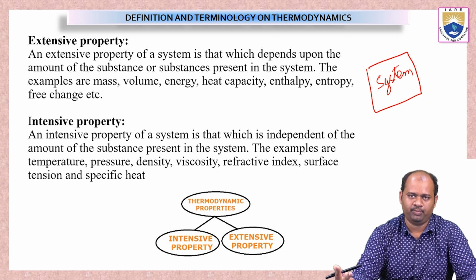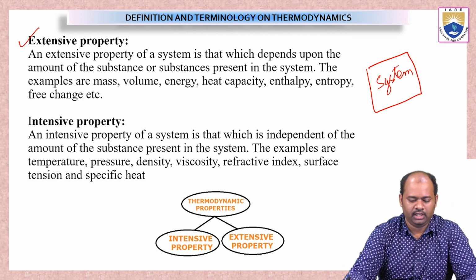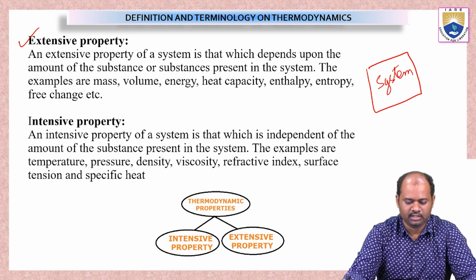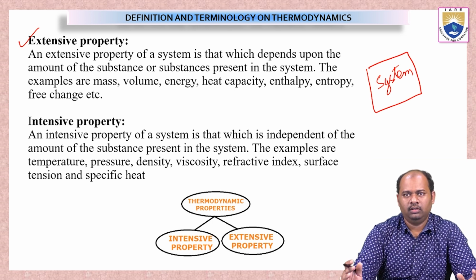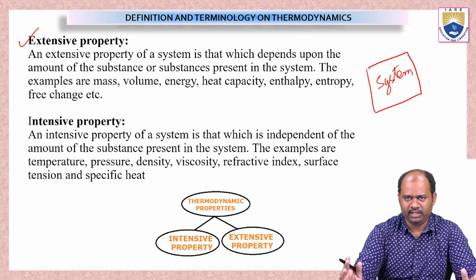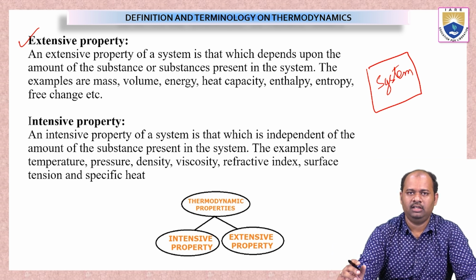So there are two types of properties in thermodynamics. They are intensive and extensive properties. First of all, we'll see what is an extensive property. An extensive property of a system is that which depends upon the amount of the substance present in the system. So there are some properties which depend on the mass or the amount of substance present in the system. Then it is called an extensive property.